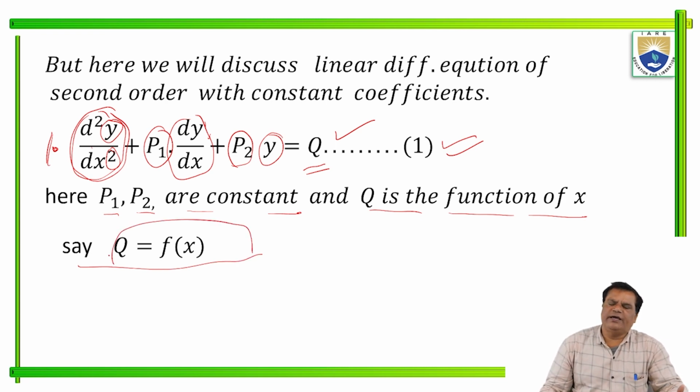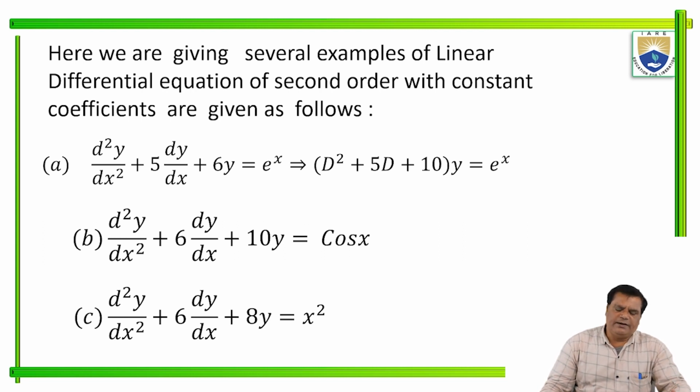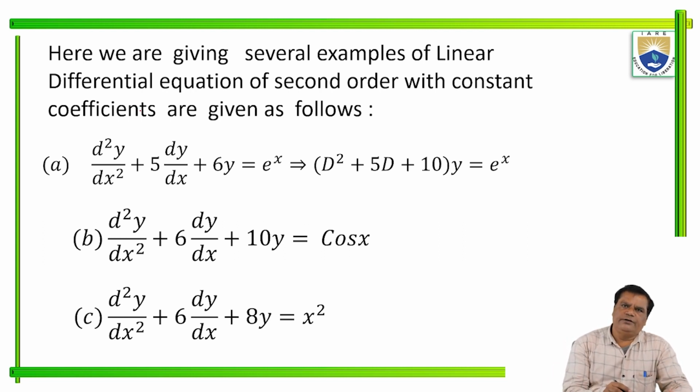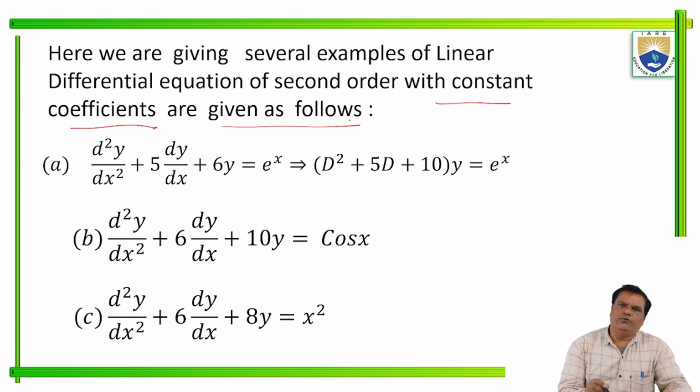Q is some function of x and Q is on the right hand side of the linear differential equation with constant coefficient. We are giving several examples of linear differential equations of second order with constant coefficient, as given below. I am writing several examples. These all belong to linear differential equations of second order with constant coefficient, because here the multiplier of every derivative in each term is a number only. There is no variable, neither x nor y, in the multiplier.